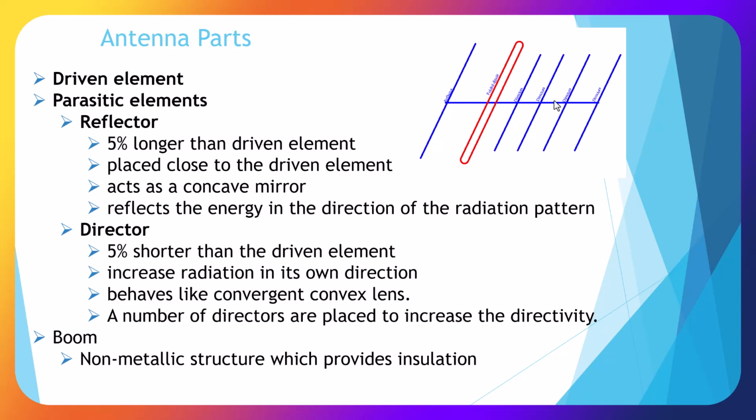So this is a directional antenna down the center, and the directors are on this side, and they're 5% shorter than the driven element. They increase radiation in its own direction, behave like a convergent convex lens, and the number of directors are placed to increase the directivity. So the boom would be the center part, and it would be insulated from these elements.